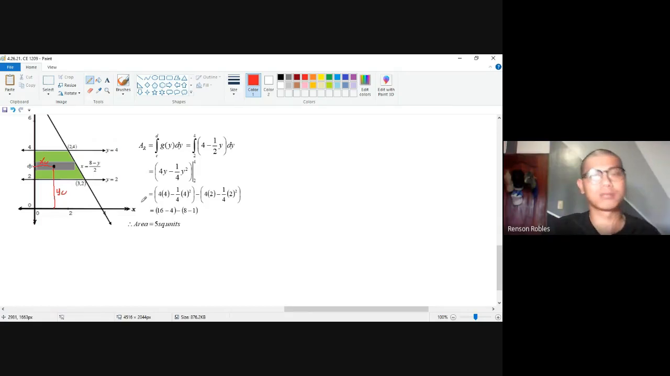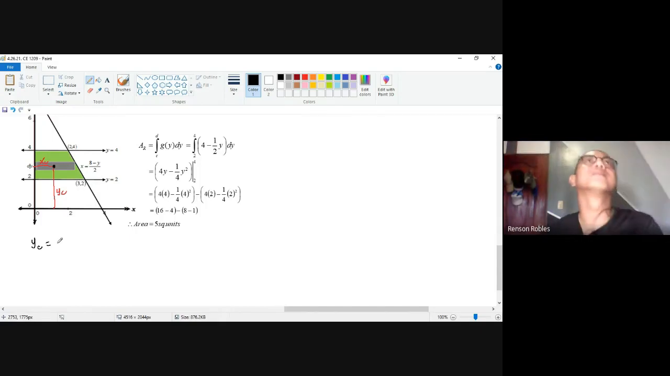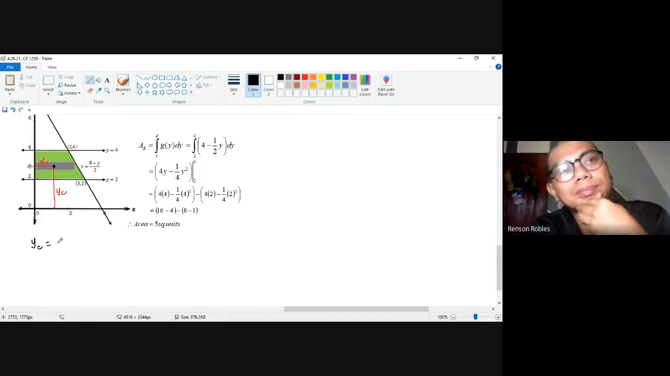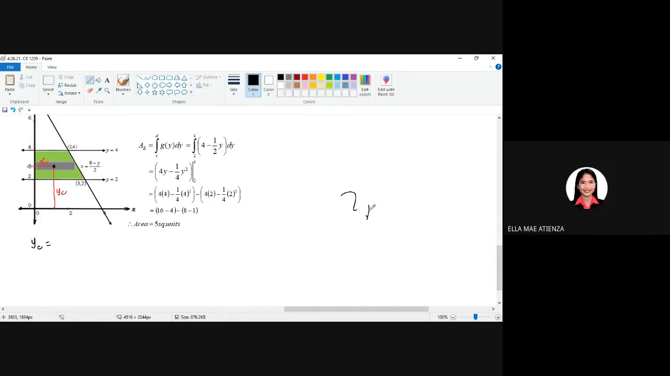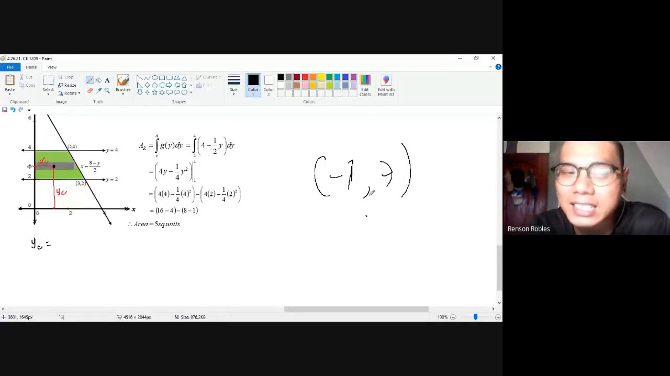Okay, then let's analyze it. How far is the centroid to the x-axis? That is your YC. And how do you write YC? One more, just to give you an idea. How far is a point to the x-axis? How far is (2, 5) to the x-axis? How far is (2, 5)? 5 po. The next, how far is (-1, 7) to the x-axis?